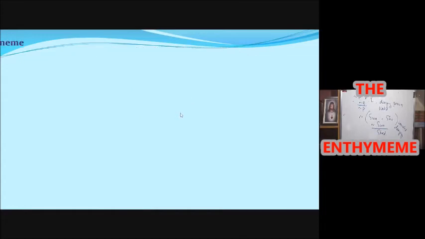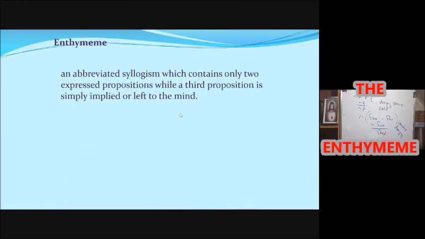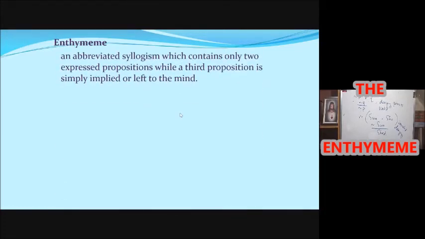So what is the enthymeme? The enthymeme is an abridged syllogism, or an abbreviated syllogism, meaning it is an argument that does not contain all the propositions, meaning it does not normally contain the two premises and the conclusion. And it's not always written in a very structured form or manner. Like, for example, you always have the major premise on the top, and then the minor premise, and then at the end the conclusion. The enthymeme is not written that way.